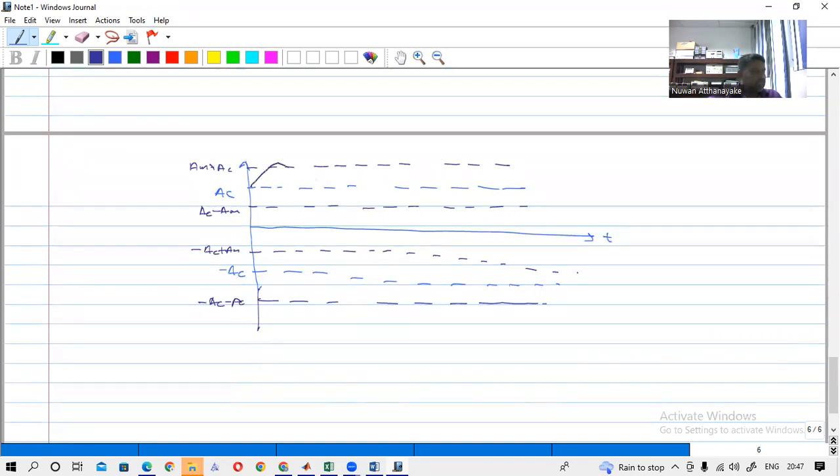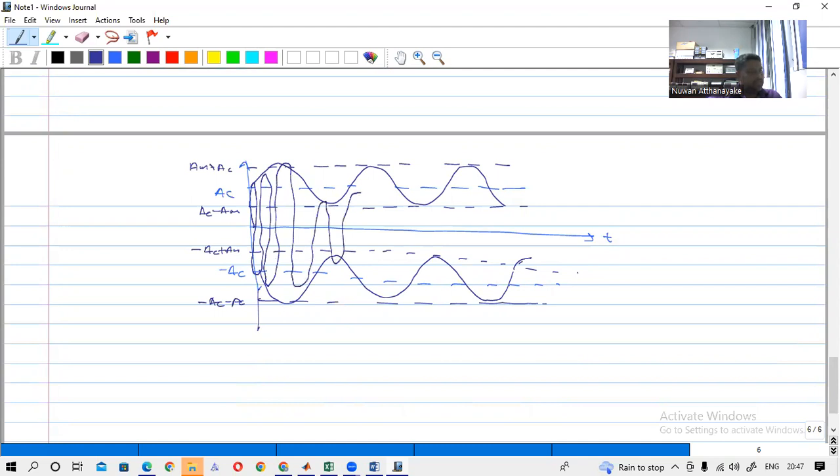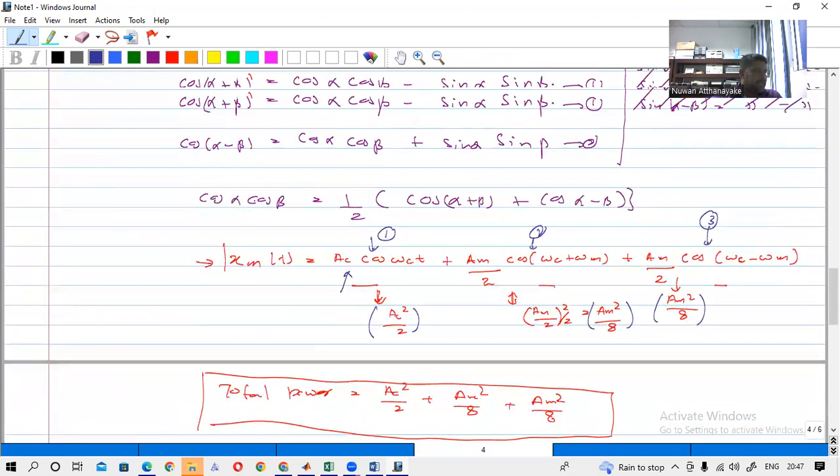So here your voltage, your signal, is changing like this, and here also your signal is changing like this. So this is actually the waveform. We will get this kind of waveform. So what you have to do is put AC, AC plus AM. As I can remember, AC is 50 and AM is 10.